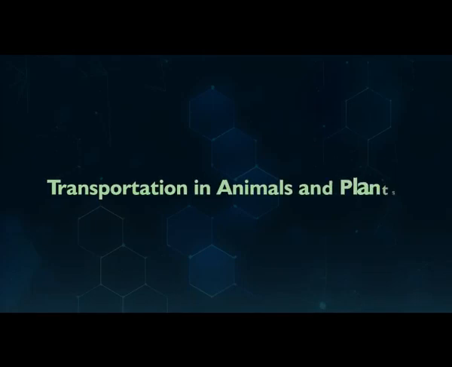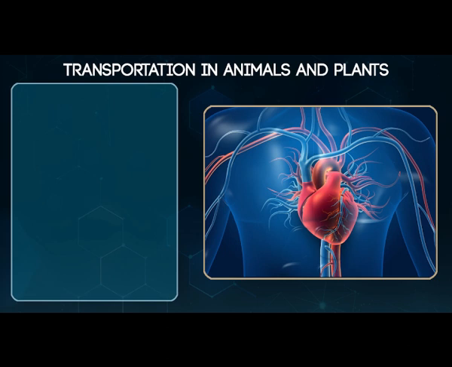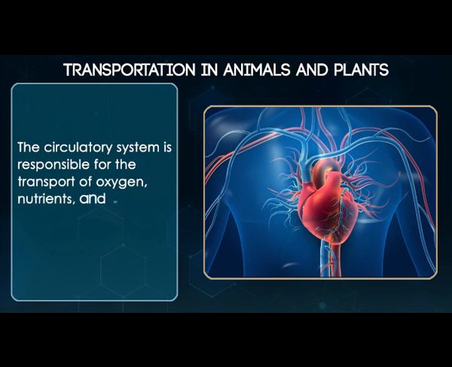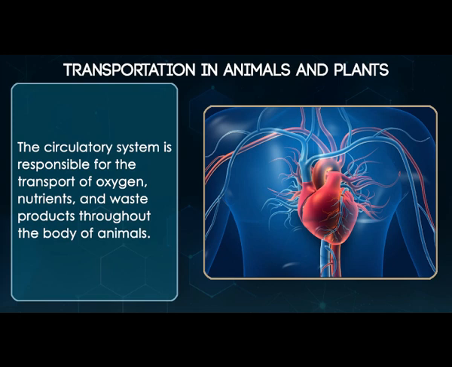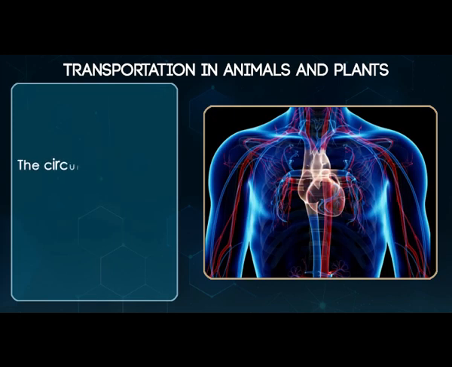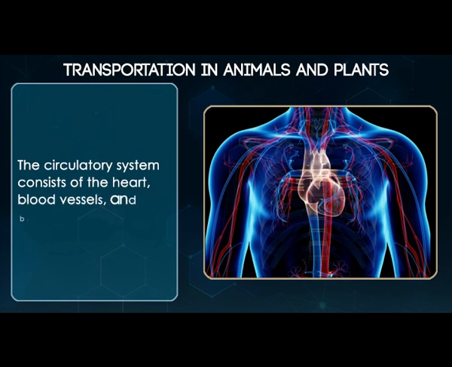Transportation in animals and plants. The circulatory system is responsible for the transport of oxygen, nutrients, and waste products throughout the body of animals. The circulatory system consists of the heart, blood vessels, and blood.